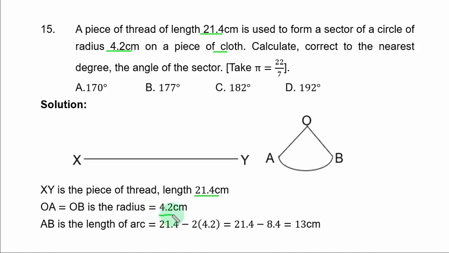So let's get the length of arc AB. So the length of arc is the length of the thread minus the 2 radii. That is 2 times 4.2. You have 21.4 minus 8.4, and that is 13 cm. Now that we know the length of the arc, we can obtain the angle of the sector.